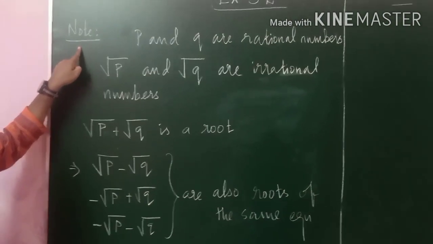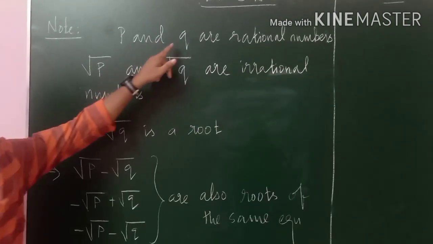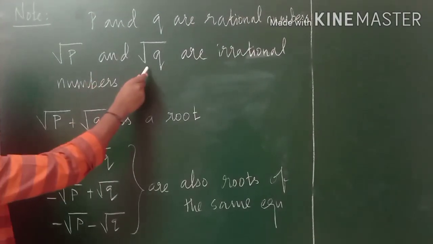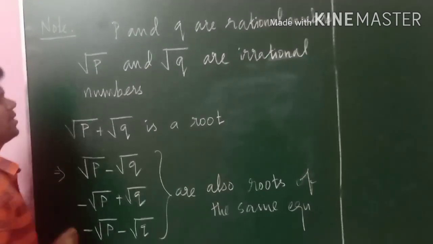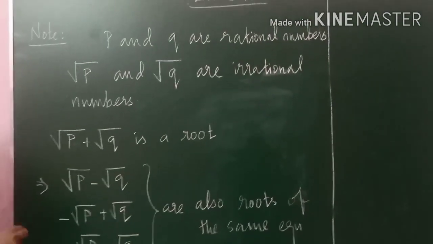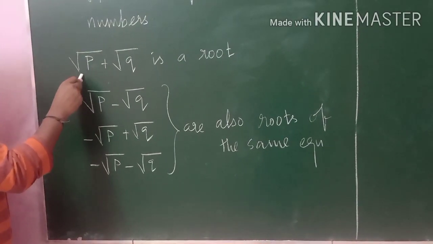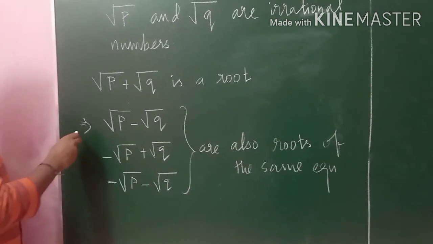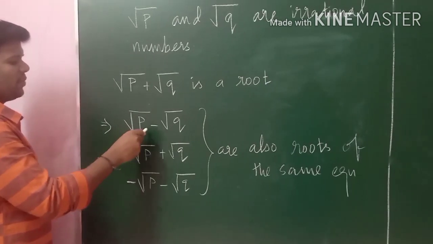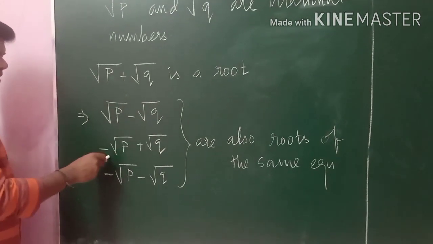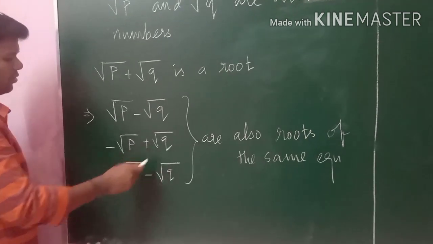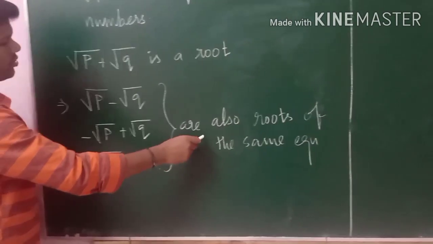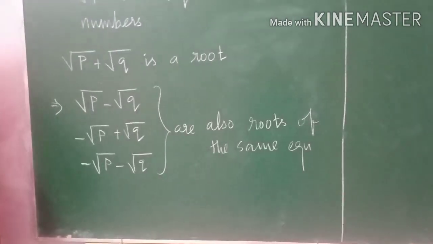We will see the third note. p and q are rational numbers, and square root of p and square root of q are irrational numbers. So we can say that if square root of p plus square root of q is a root of a polynomial equation, which implies square root of p minus square root of q, minus square root of p plus square root of q, and minus square root of p minus square root of q are also roots of the same equation.